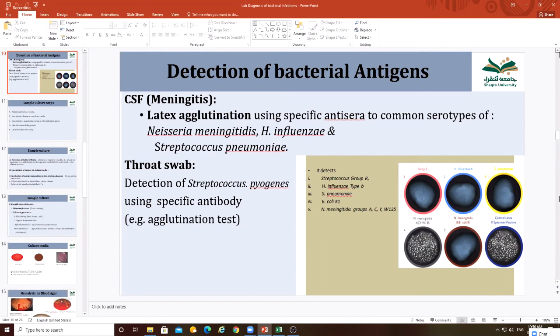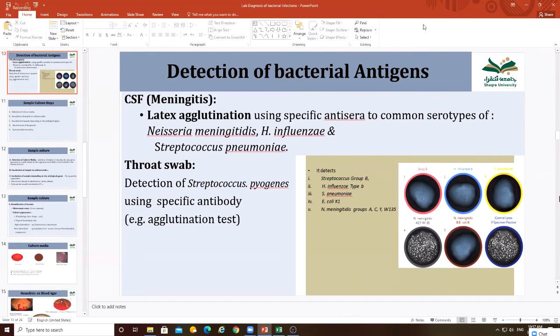Only one thing. So here the method we are using is agglutination. But the same antigen can also be detected by using ELISA. Okay, ELISA will also be positive. You got it?